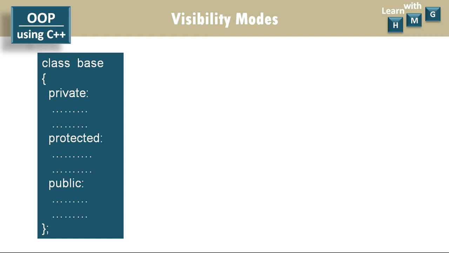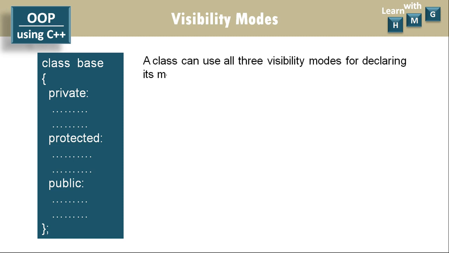You can use any sequence, but it is recommended to specify these three modes in this sequence: private, protected, and then public. So one class may have all three sections: private, protected, and public. A class can use all three visibility modes for declaring its members. Now these members may be data members or member functions or both.